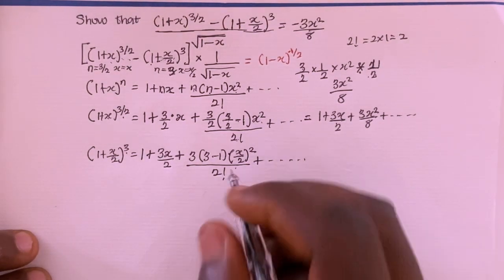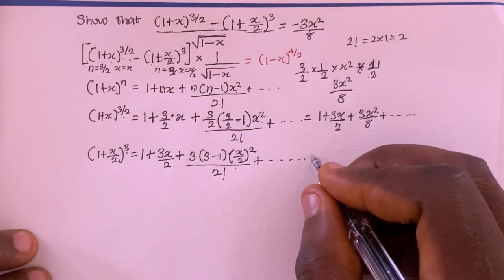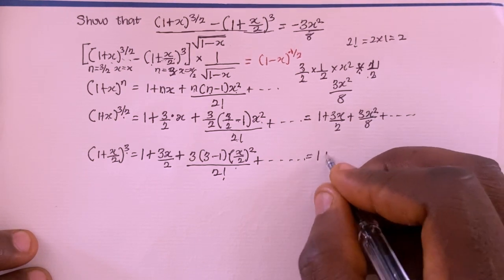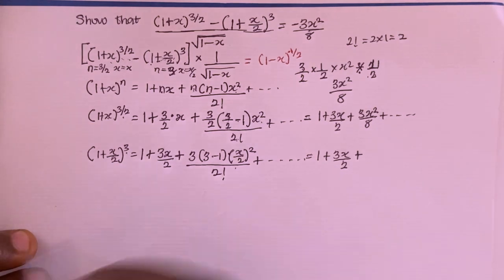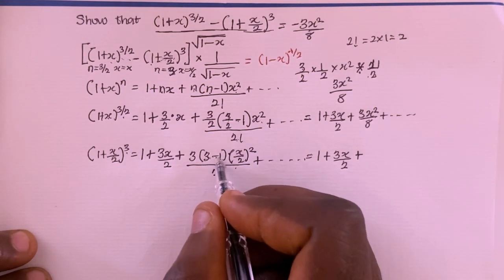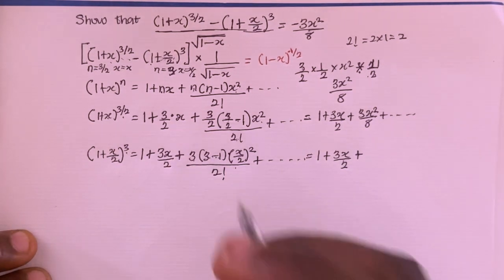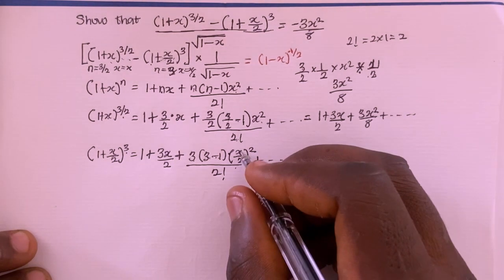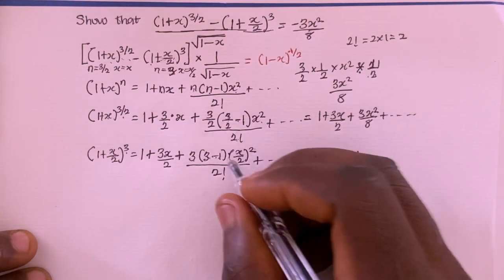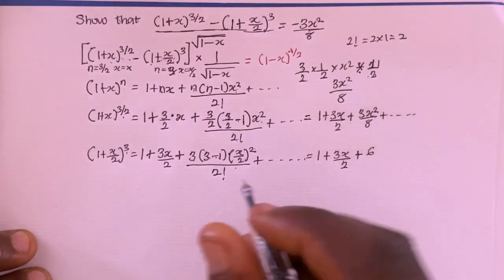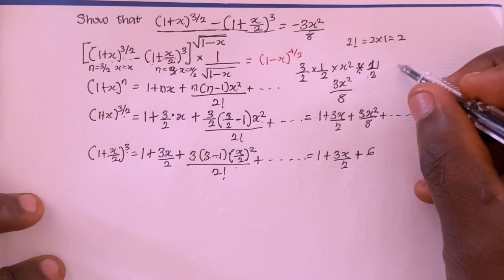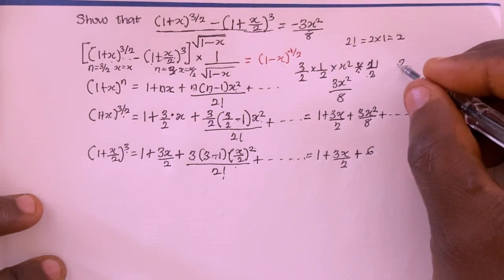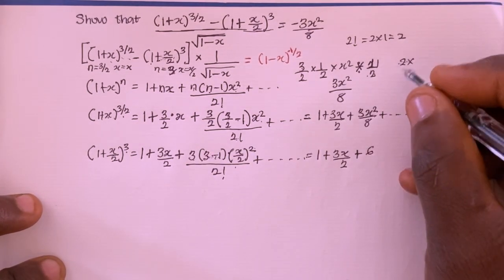Then let's move to this expression and simplify this. I'm going to have this to be equal to 1 plus 3x divided by 2, then plus 3 into 3 minus 1, that's 2 multiplied by 3, that's actually going to give me 6. Then here I'm having x squared over 4. Then I'm going to have this to be 6. Now look at this. Let me just write it here. I'm having 3 minus 1, that's 2, multiplied by 3, that's going to give me 6.